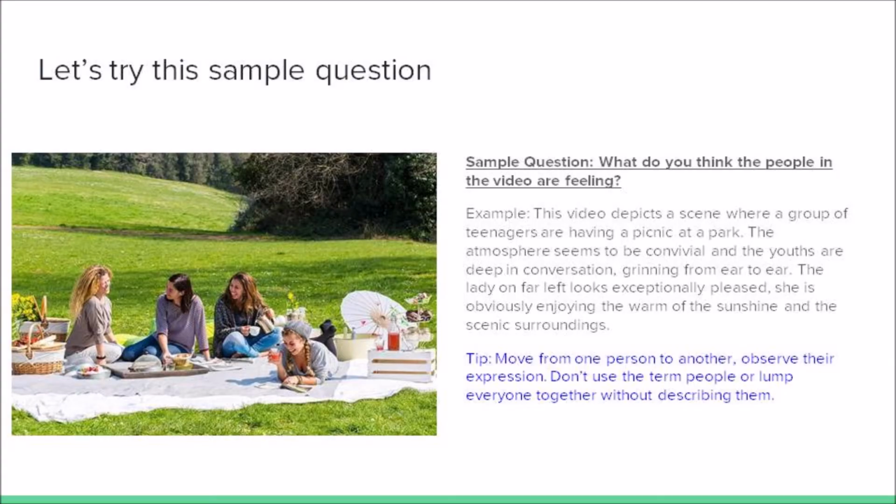Basically, you are looking at a video which depicts a scene where a group of teenagers are having a picnic at a park. The atmosphere, always try to bring in the atmosphere when you can, is convivial, which means friendly, but a much better vocabulary. The youths are deep in conversation. They are grinning from ear to ear, evidence. The lady on the far left looks exceptionally pleased. Try to use strong adjectives to bring forward your point. She's obviously enjoying the warmth of the sunshine and the scenic surrounding.